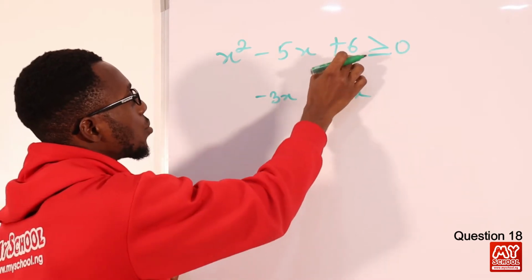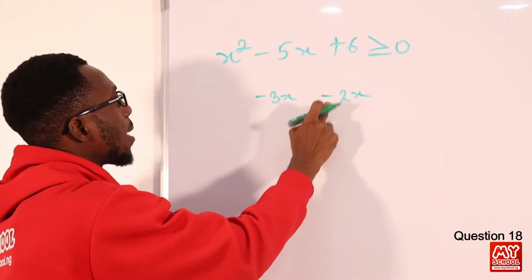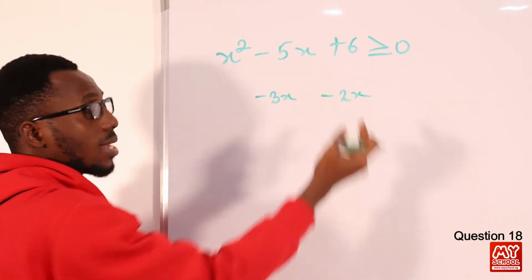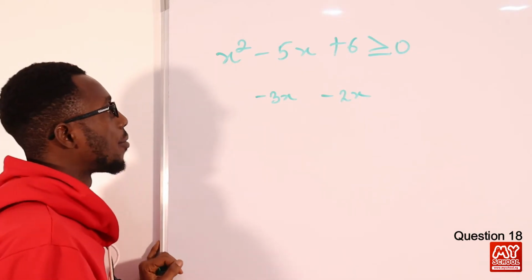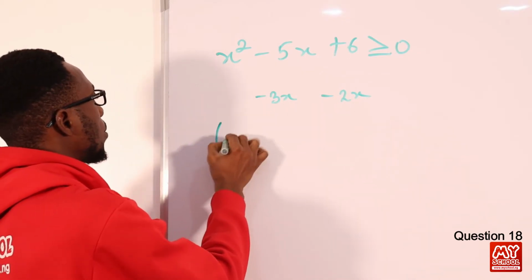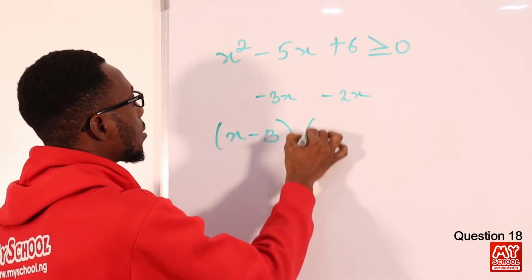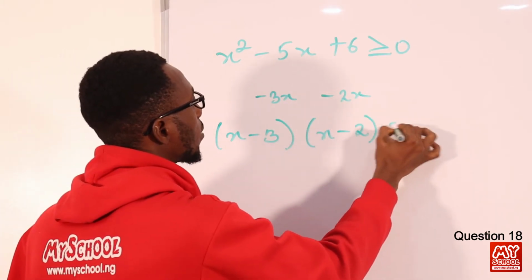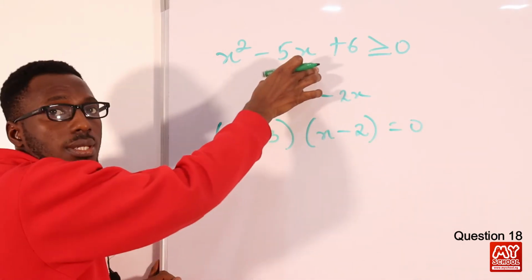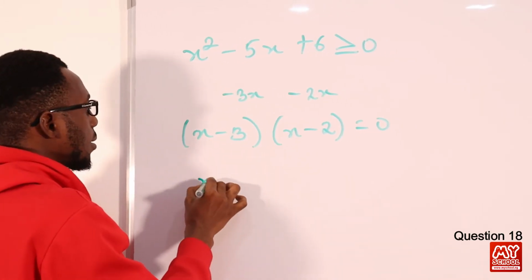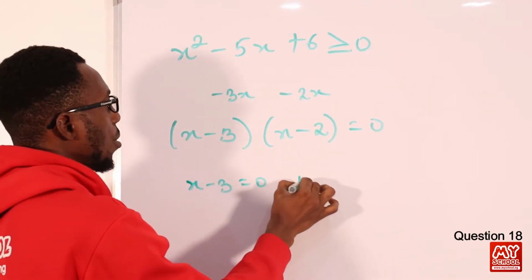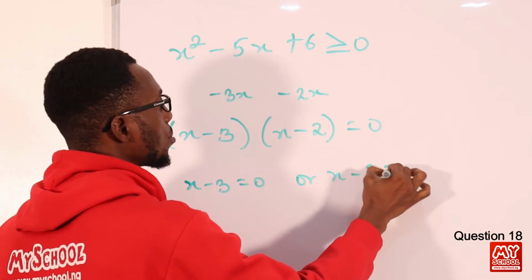Minus 3 times minus 2 gives us, minus times minus is plus, 3 times 2, that is 6. You can see that is very valid. So that means the factors are this, because if you expand this, it should give us this. So that is x minus 3 equals 0, or x minus 2 equals 0.